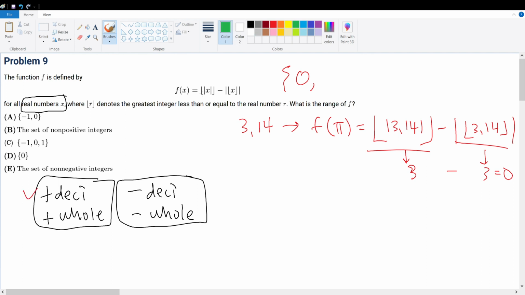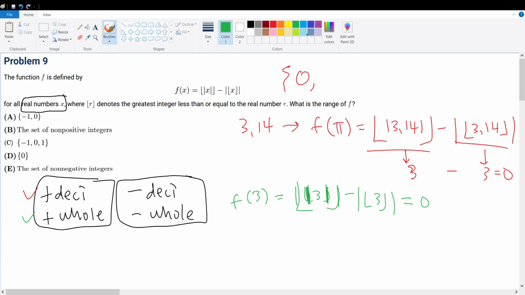What is considered a positive whole number? Well, let's just do 3. F of 3 will be equal to the floor of 3 minus the absolute value of the floor of 3. That's equal to 0, obviously. So we have 0 again. So we are done with that.